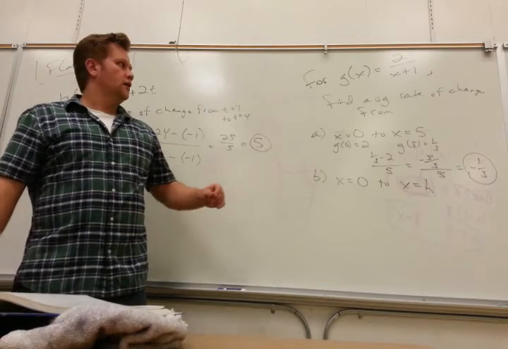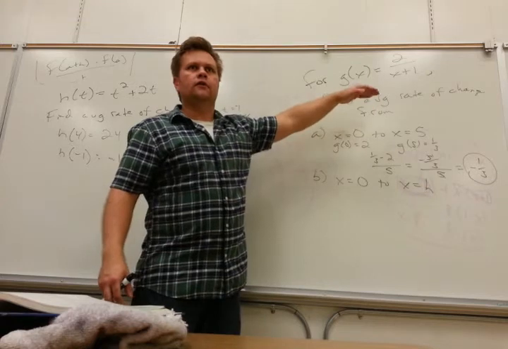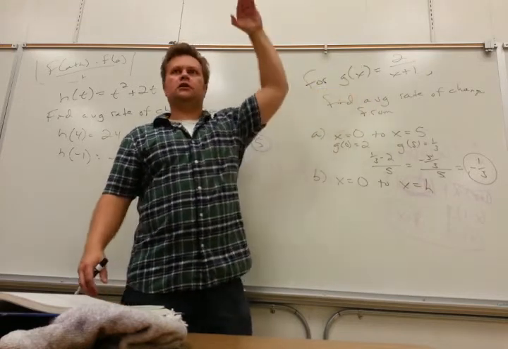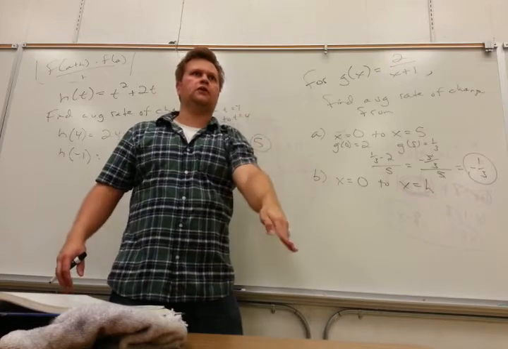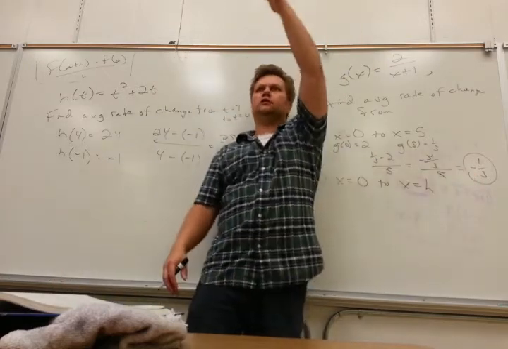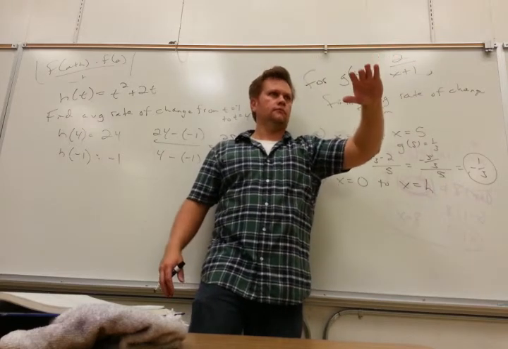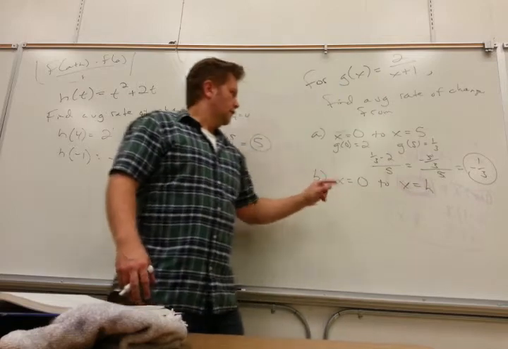So that means this function from 0 to 5, overall it was decreasing on average. It might have had a little uptick, but the downtick definitely overpowered it. It came out negative on average. So on average it's decreasing between the two. All right. What about part B?